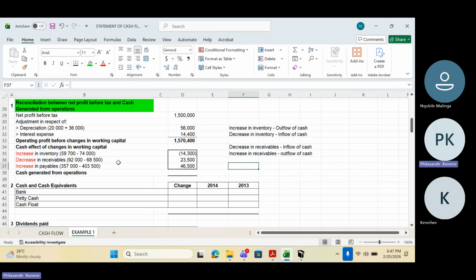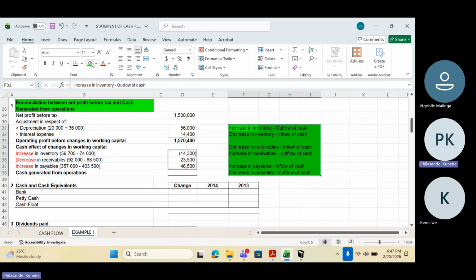Okay, so we said here there was an increase in payables. So an increase in payables, I'm saying that is an inflow of cash, right? A decrease in payables, that is an outflow of cash. Don't forget this thing, please. Very, very important. So I don't want us to forget it.